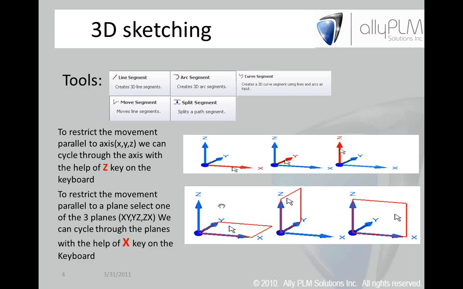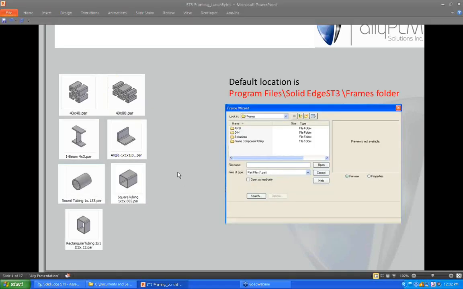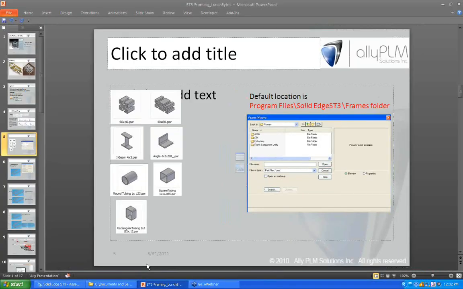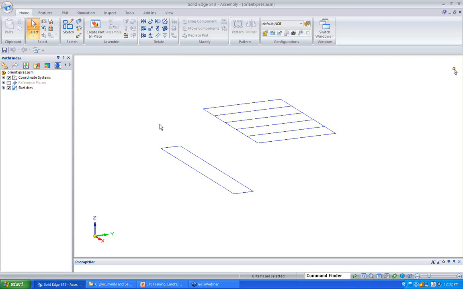As you can see, we can toggle between different axes with the help of the Z key on your keyboard, and we can toggle between different planes by hitting X on the keyboard. So let's take a look at these 3D sketching tools. As I told you, these segment tools are inside framing.